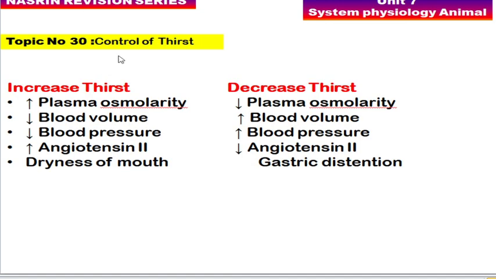Next, the control of thirst. The factors which will increase thirst so that you can drink more water include increase in plasma osmolality, increase in angiotensin II hormone, and decrease in blood volume and blood pressure. Next, the factors which will decrease thirst include decrease in plasma osmolality, increase in blood volume, increase in blood pressure, and decrease in angiotensin II.